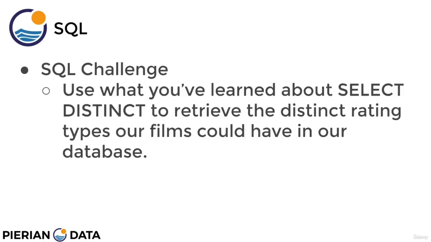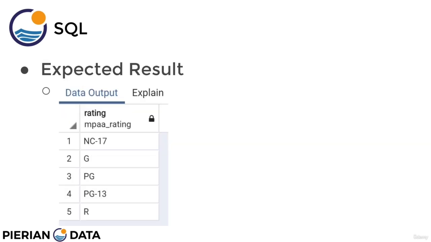Okay. So the SQL challenge is use what you learned about Select Distinct to retrieve the distinct rating types our films could have in our database. Coming up next is the expected result. So the expected result should look something like this. It may not be in this exact order, but you should get the ratings G, PG, PG-13, R, and NC-17.